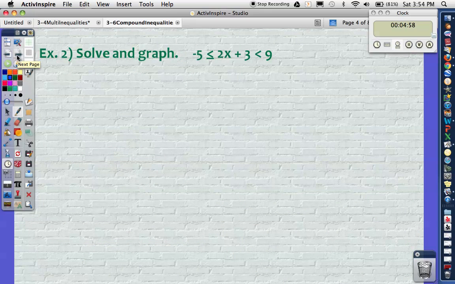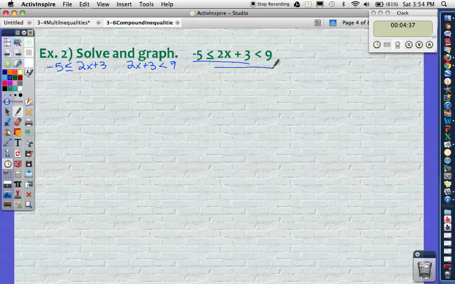Let's solve a compound inequality, an and inequality. You could split this up. We actually have two inequalities here. We have -5 is less than or equal to 2x plus 3, and you have 2x plus 3 is less than 9. So here's one inequality, and then here's the other inequality.